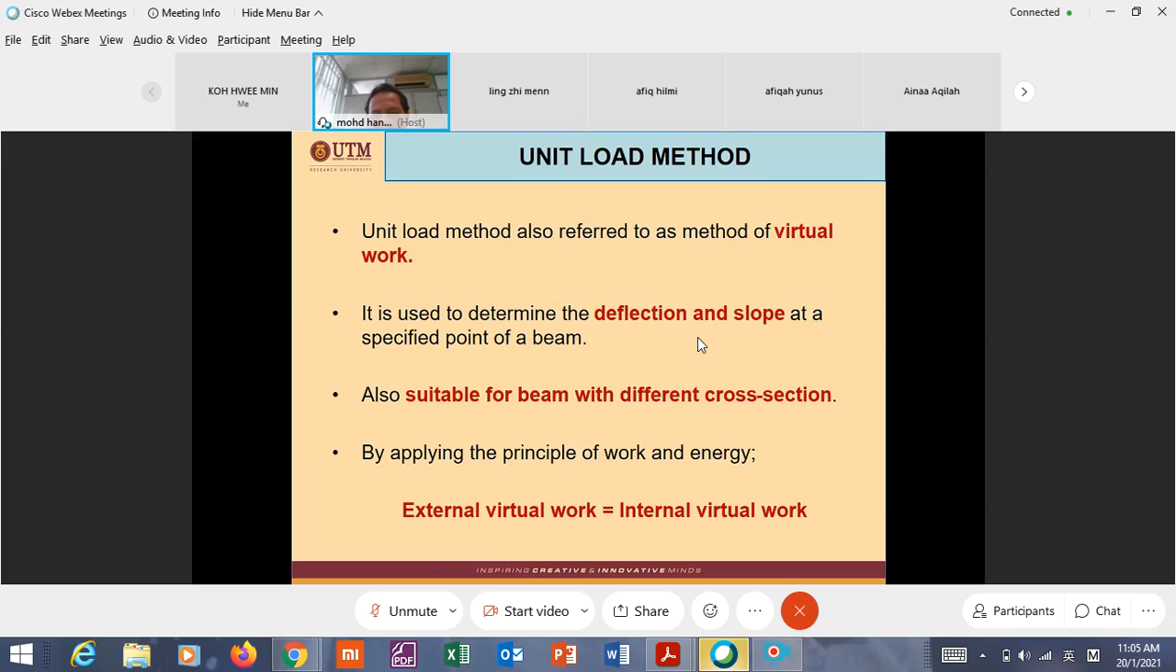Still in deflection. Beam deflection. We have done the double integration method and then the Macaulay method. If we have time, I can give another example. Also, if we have time, I'll give some examples on the conjugate beam method. Today we have only one topic: the unit load method.